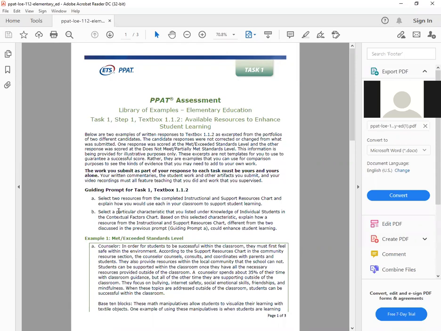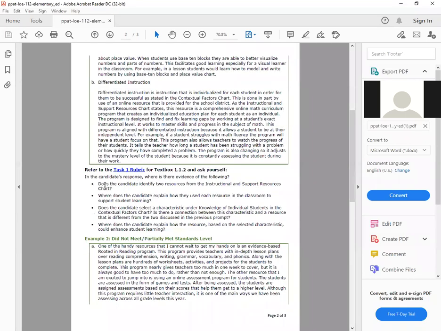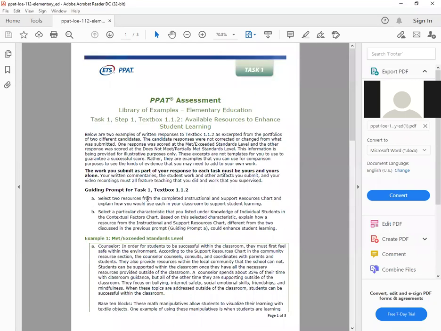Okay, so here we go. How many do we have to select for the first? I'm sorry. How many do we have to select from the support resources chart? Two. Very good. We only have to select 2. And once we select whatever 2 you want to select, all you have to do is explain how you would use it in your classroom to support student learning.